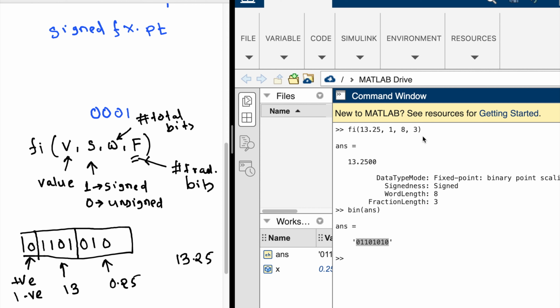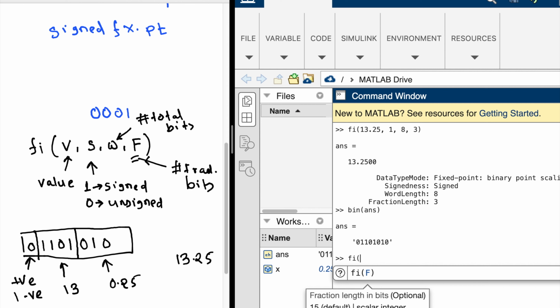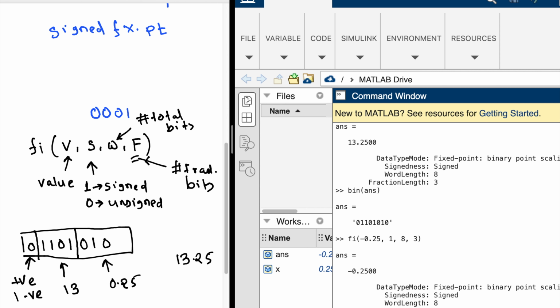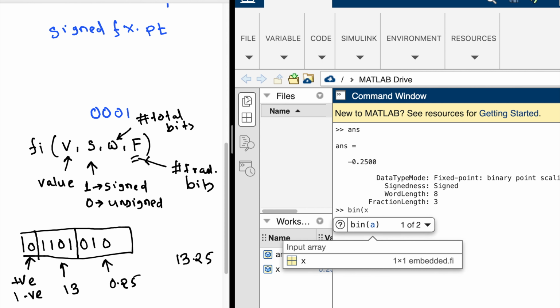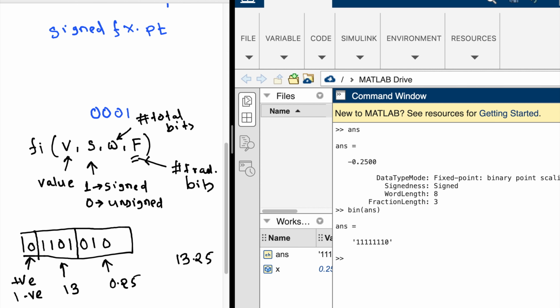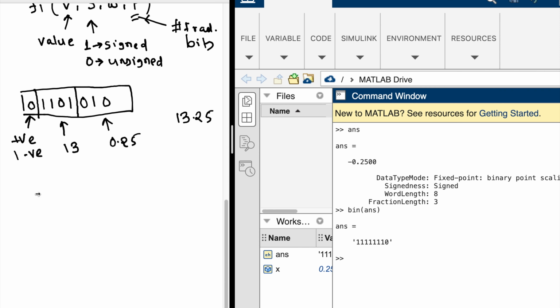We can verify that in MATLAB as well. We can also verify a negative number. Let's take a simple number in this case. Let's say this is 0.25, this is signed, this is 8 and 3. So this is minus 2.5. To get a binary number, we can represent it. So this is a binary number, and now this is 1 1 1 1 1 1 0.